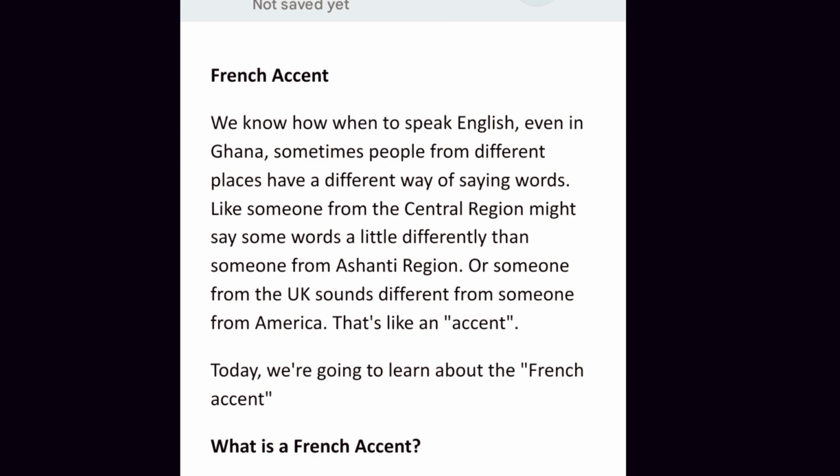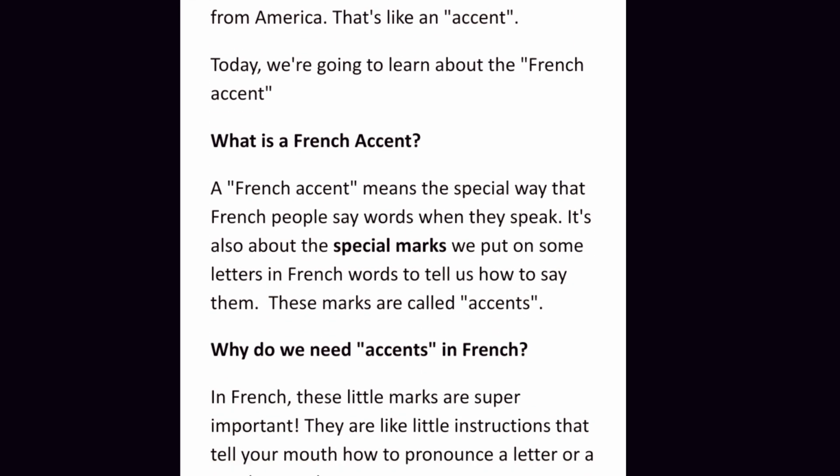So when we talk about accent, we know it when we speak English. Even in Ghana, some people from different places have a different way of saying words, and that is true. Someone from the Central Region might say some words a little differently than someone from the Ashanti Region. Or someone from the UK sounds different from someone from America. That is what we mean when we say accent. So today we are going to learn about the French accent.